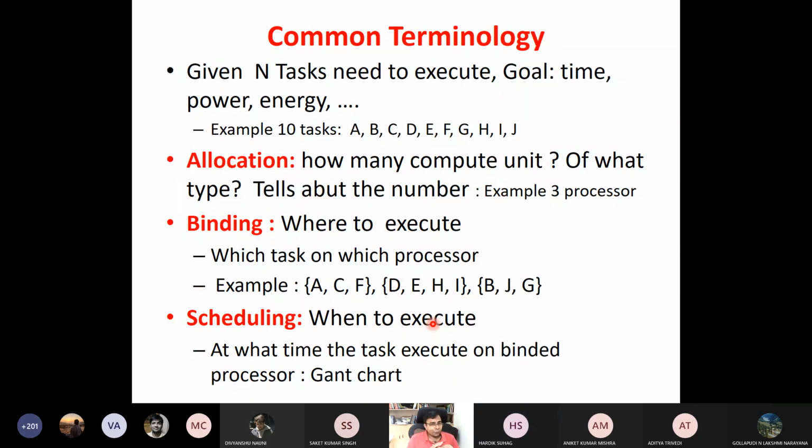This is the starting point of our whole course, the rest of the course. So you should be able to understand clearly. Otherwise, you will not be able to understand any further lecture.